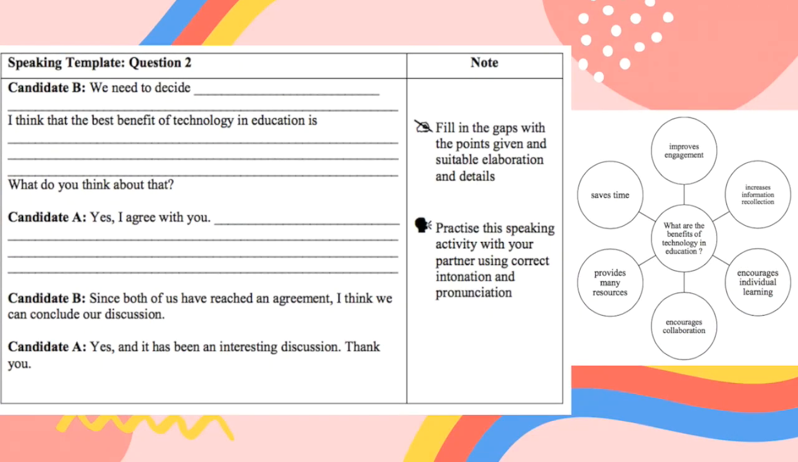Now, let's practice deciding on the topic. You or your partner can start with: we need to decide the best benefit of technology in education. You should first mention the decision question here to grab your listener's attention. After that, one person should tell your decision and elaborate. These must be agreed and supported by the other candidate. Look at the template. You may practice this speaking activity with your partner using correct intonation and pronunciation.